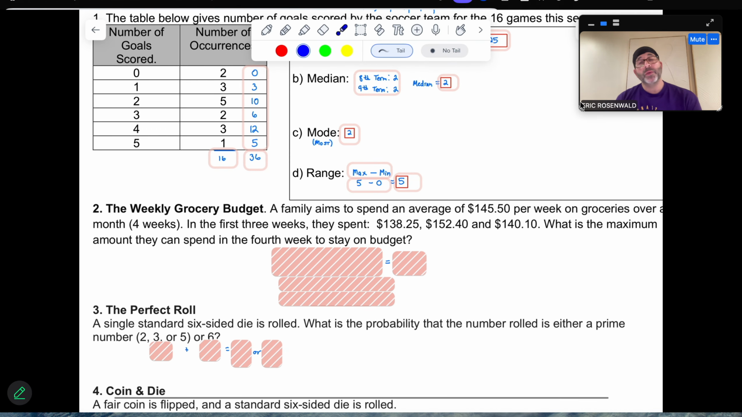Number 2 is talking about the weekly grocery budget. A family aims to spend an average of $145. So that's the goal. We're trying to get an average of $145.